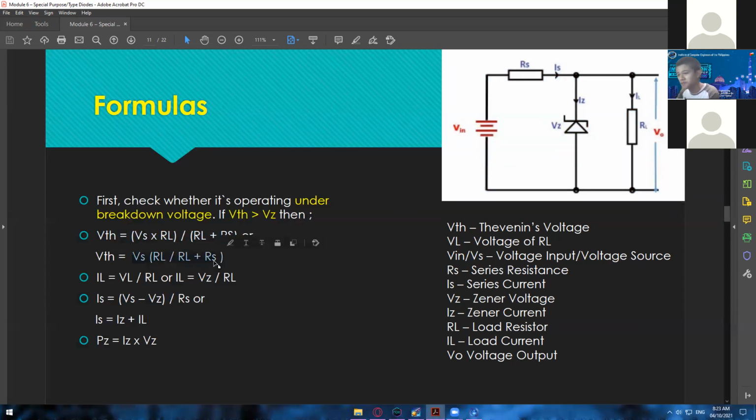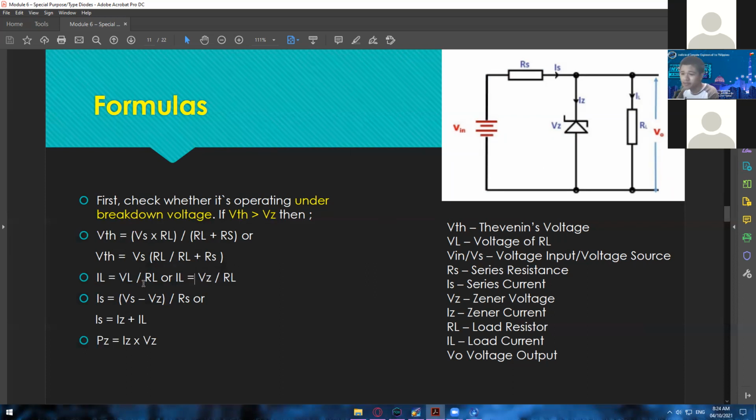Or you can also use this one. They are just the same: Vs times RL divided by RL plus Rs. Those two are just the same. We also have here the formula for the IL current, which is VL divided by RL, or IL is equal to VZ divided by RL. You can use either of those two, and it will give you the same result.